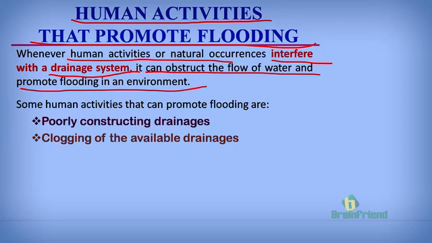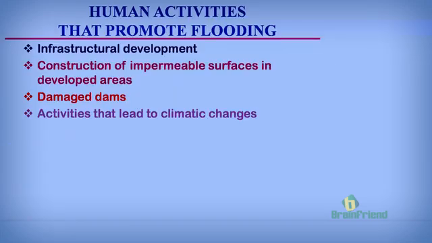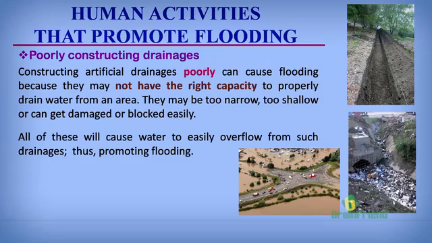Some of these human activities include poorly constructing drainages, the act of clogging the available drainages, infrastructural development, constructing impermeable surfaces in developed areas, and damages to dams. The activities that lead to climatic change could also promote the occurrence of flooding within an area. So let's see how all of these factors or these activities could promote flooding in an area. The first one is the act of poorly constructing drainages within an environment.